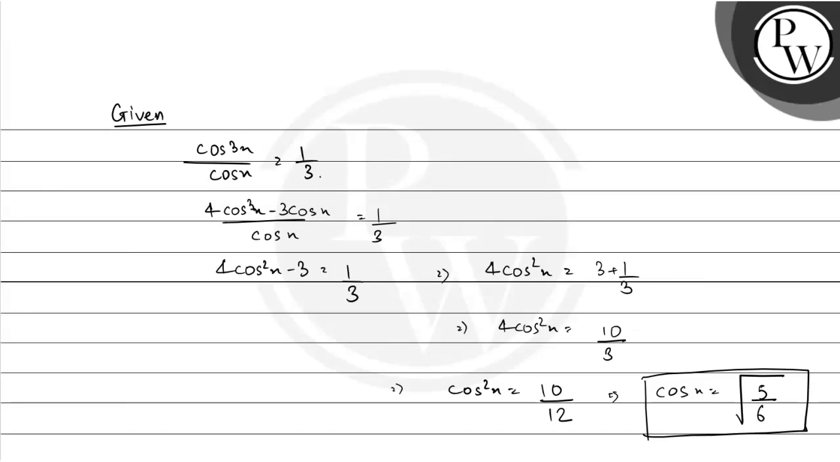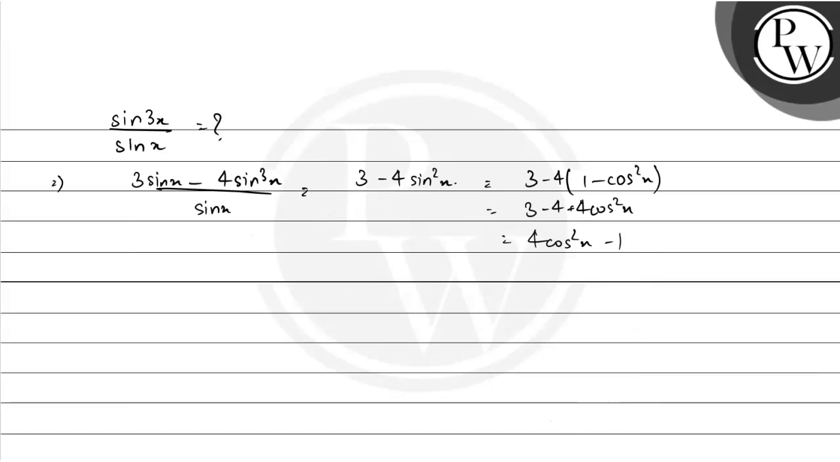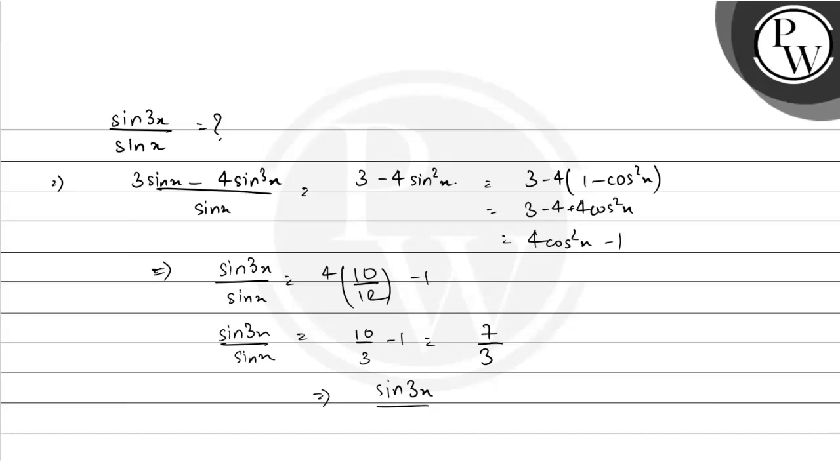We already have the value of cos square x as 10 upon 12 that we had evaluated earlier. And that's why, while substituting this for cos square x, we'll obtain sine of 3x upon sine of x is equal to 4 times 10 upon 12 minus 1. This is 10 upon 3 minus 1, so sine of 3x upon sine of x is also equal to 7 upon 3. Hence, the final answer for sine of 3x upon sine of x would be 7 upon 3.